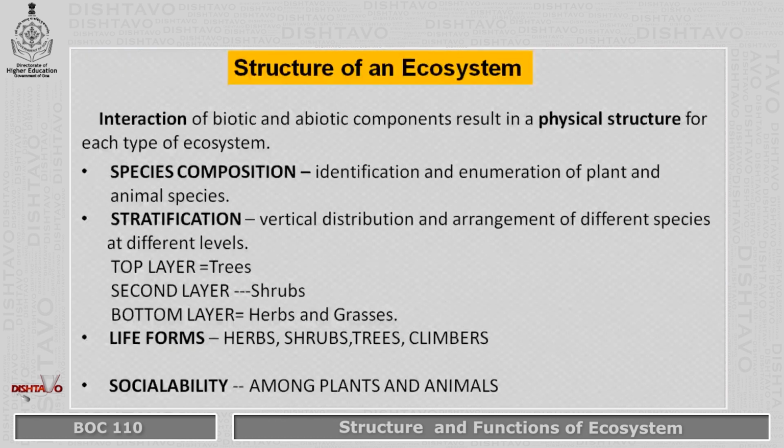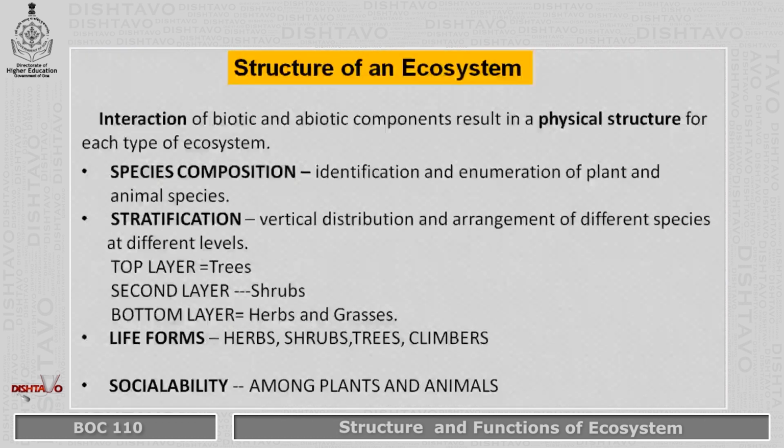In the top layer, we will have trees because trees are big ones. In the second layer, we have shrubs, which will be intermittent. And at the bottom layer, we have the herbs and the grasses. So this will be the stratification of plant life.